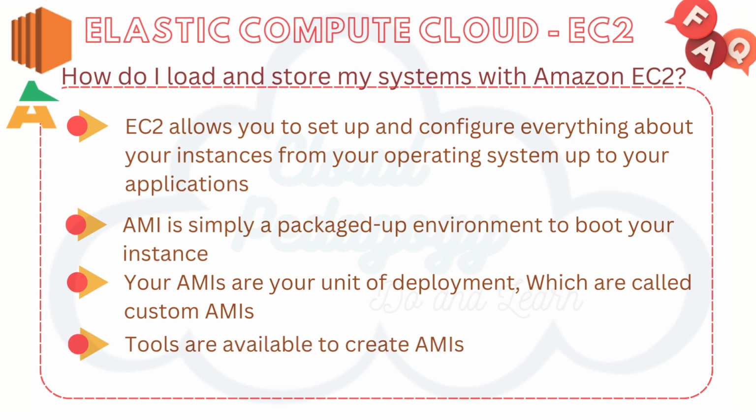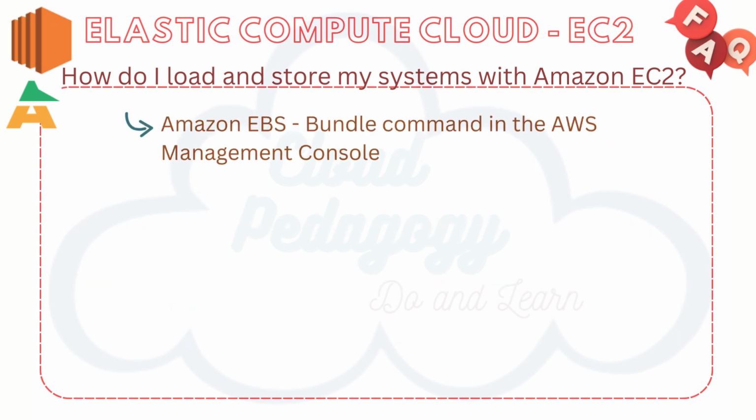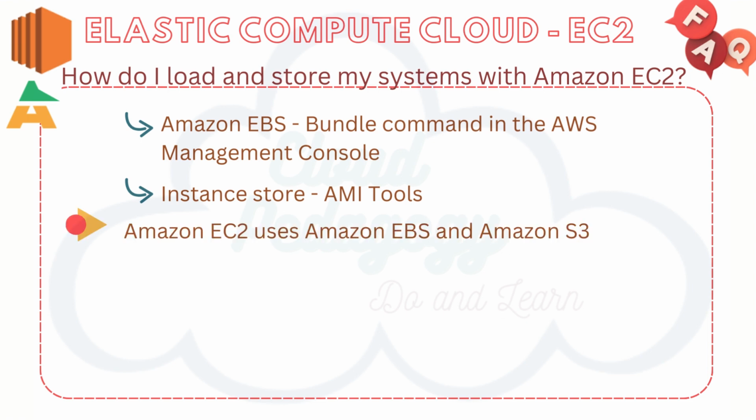Amazon EC2 provides a number of tools to make creating an AMI easy. Once you create a custom AMI, you will need to bundle it. If you are bundling an image with a root device backed by Amazon EBS, you can simply use the bundle command in the AWS Management Console. If you are bundling an image with a boot partition on the instance store, then you will need to use the AMI tools to upload it to Amazon S3. Amazon EC2 uses Amazon EBS and Amazon S3 to provide reliable, scalable storage of your AMIs so that AWS can boot them when you ask it to do so.